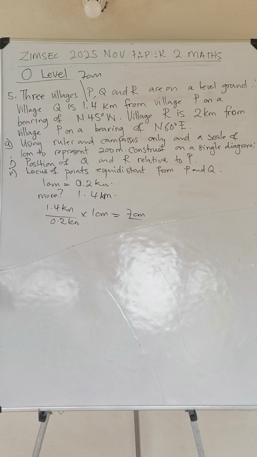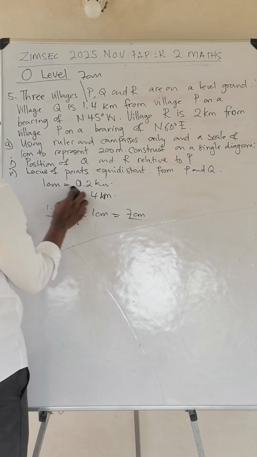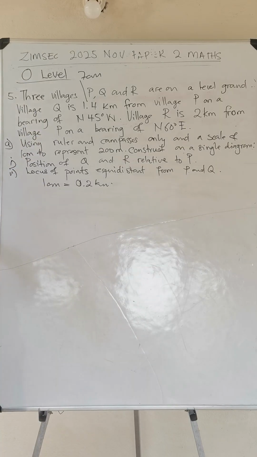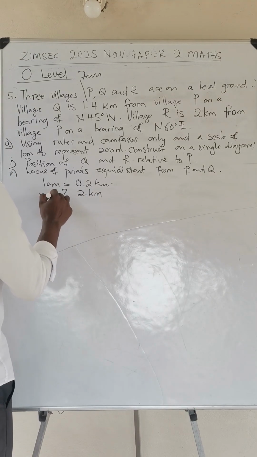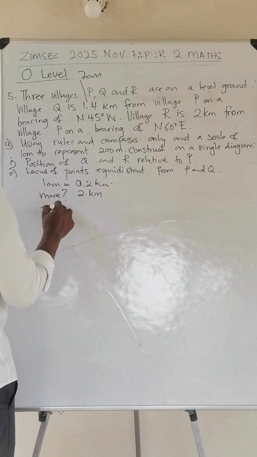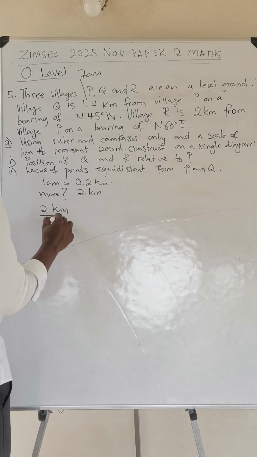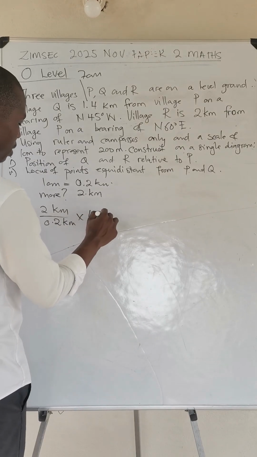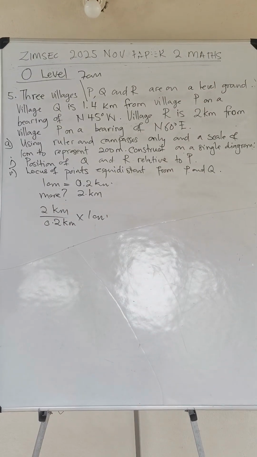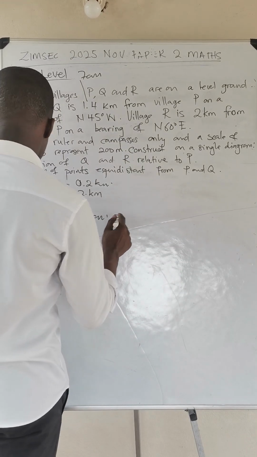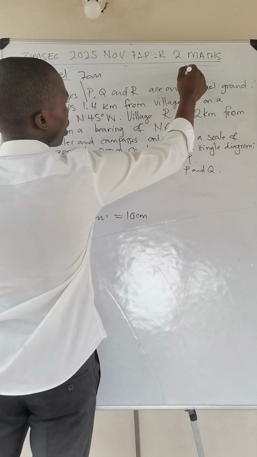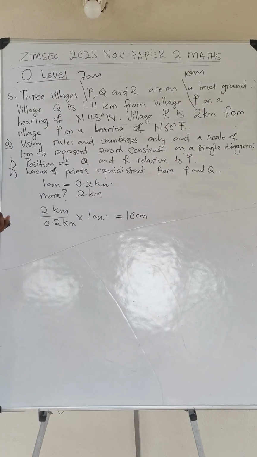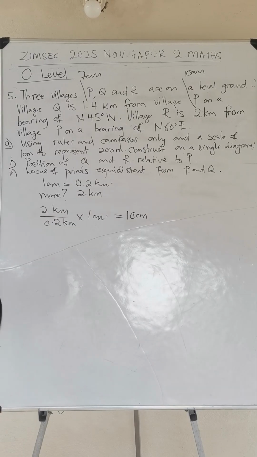Okay, we are doing our calculation step by step. So let's convert the other one, the 2 kilometers. So we say again, what about 2 kilometers? It's more again. So it's 2 kilometers divided by 0.2 kilometers multiplied by 1 centimeter. So we just say 2 divided by 0.2, we get 10, which is 10 centimeters. So here we are going to use 10 centimeters on paper.